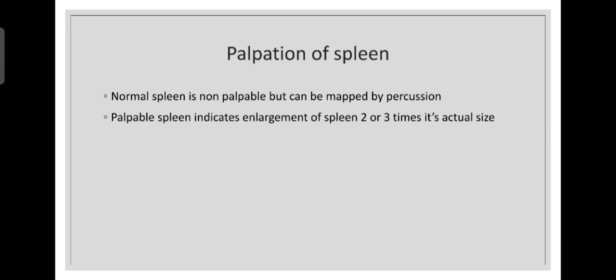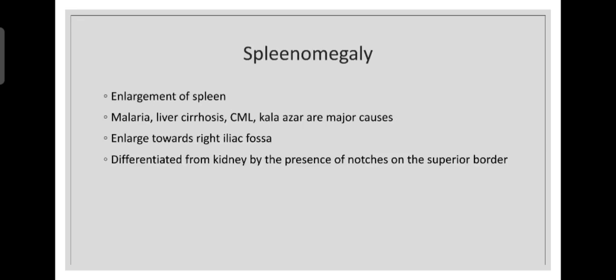It is palpated along the left costal margin, that is inferior to the left costal margin. We can palpate the spleen when it is enlarged, and this direction is from left costal margin towards right iliac fossa. That is the direction of the enlargement of spleen. I will show it in a picture.